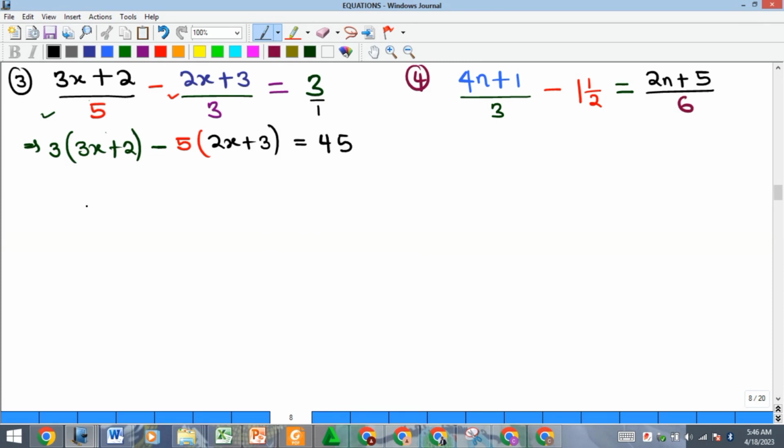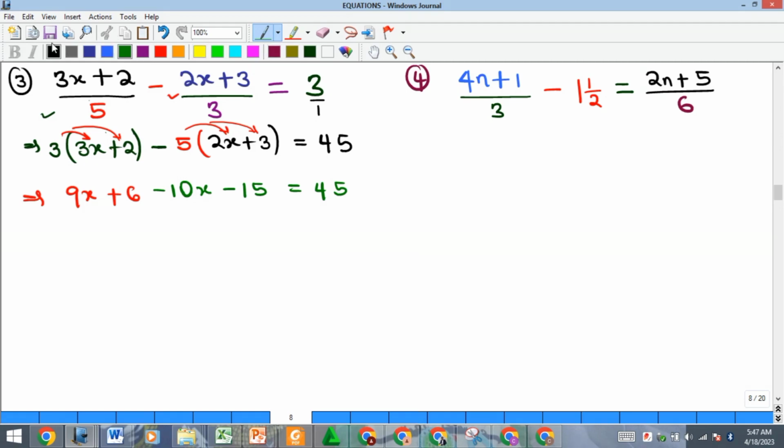Okay, and immediately we've obtained this. This is what we did in our previous lesson, where you have brackets. So we open up the bracket, and when we do that, we are going to have 3 multiplying 3x and also multiplying 2. 5 will multiply 2x and also multiply positive 3. So that's going to give us 9x plus 6. Now minus 5 multiplying 2x will give us minus 10x, and minus 5 multiplying 3 will be minus 15, and this is equal to 45.